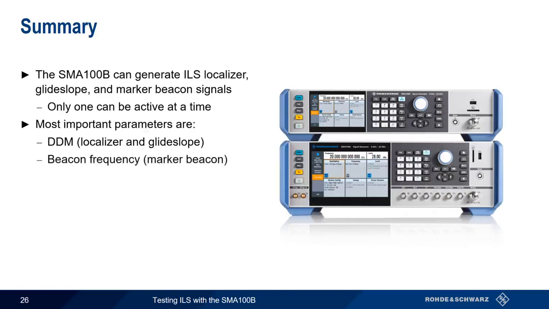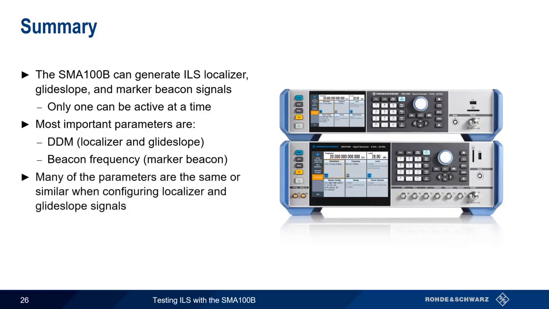For marker beacons, the beacon frequency and the associated pattern of dots and dashes are what distinguish between the different beacon types. Remember that many of the parameters used in localizer and glide slope configuration are often the same or very similar in meaning and function.